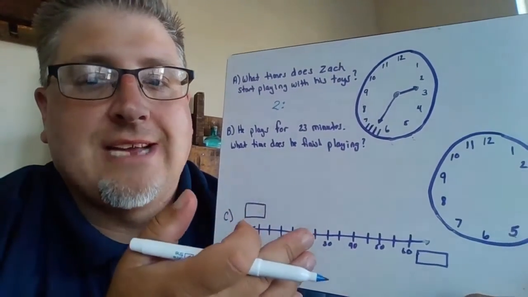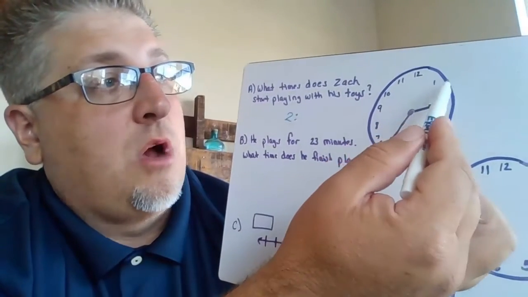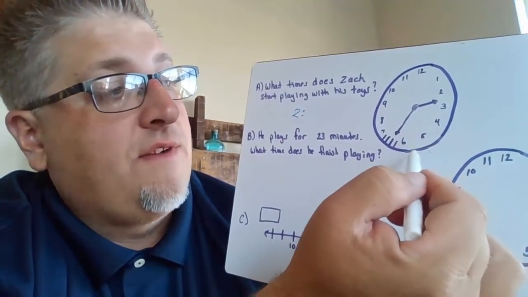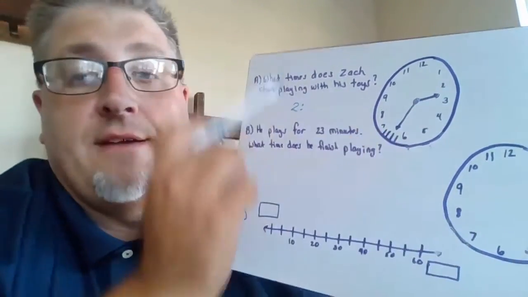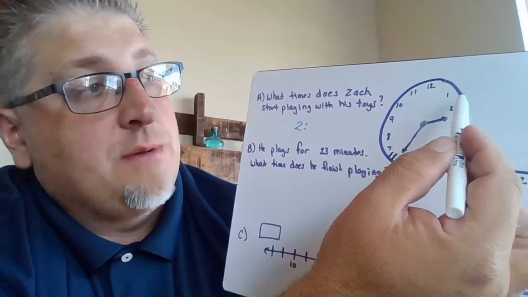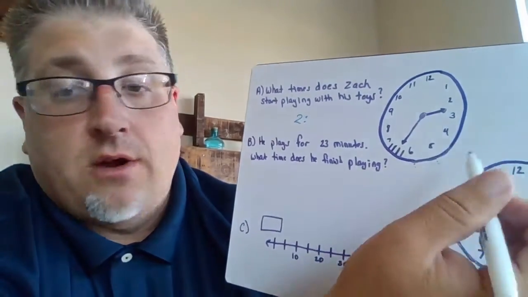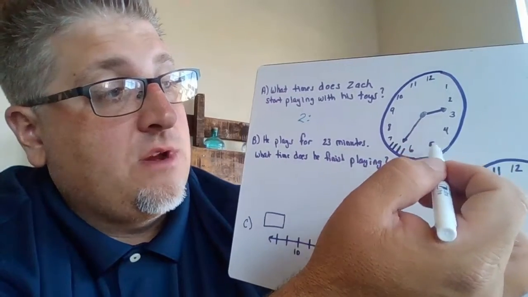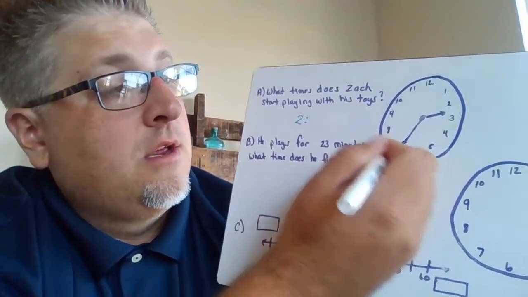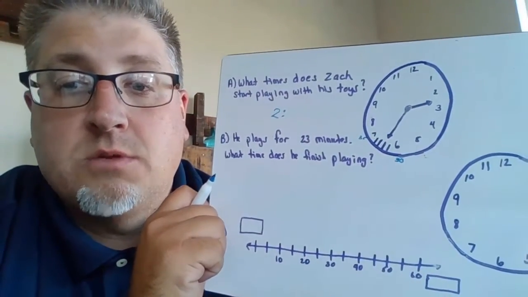So here's where we're going to utilize counting by fives and those tick marks. We start here at 12. We know this is 5, 10, 15, 20, 25, 30, 35. Remember those tick marks, we count by 5. We're looking at the long arm of our clock here. So we know it's between 30 and 35 for when Zach was playing.